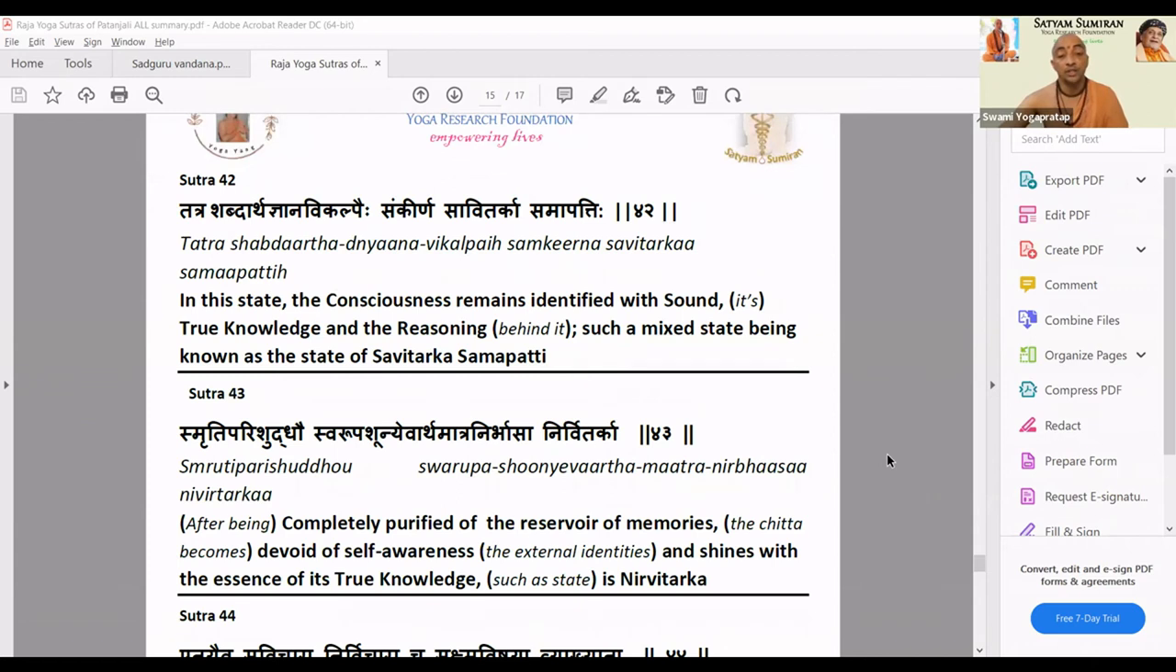Then, the next stage, nirvitarka. What is nirvitarka? Smriti parishuddhau svarupa shunya artha matra nirbhasa nirvitarka. Then the reservoir of memories which we have collected over so many lifetimes is also depleted, cleared out, purified. The self-awareness with the external identity is lost. Then the essence of true knowledge starts shining up. That is nirvitarka, beyond tarka.